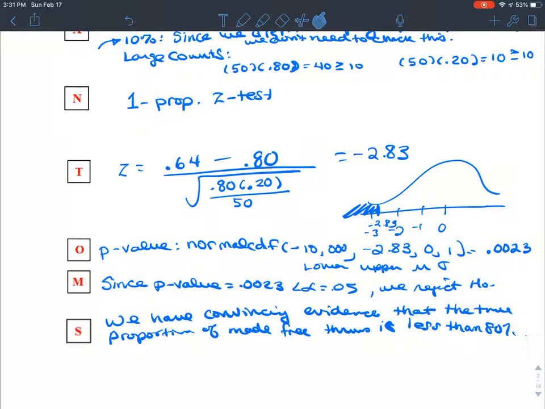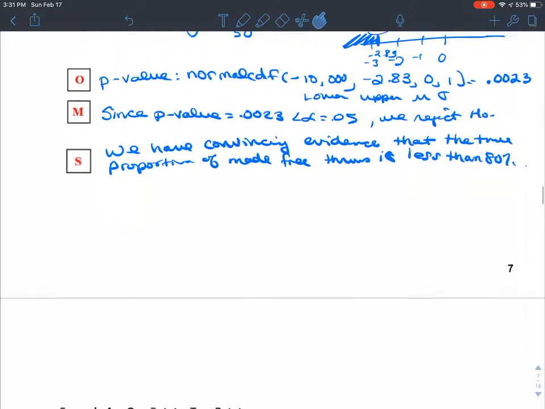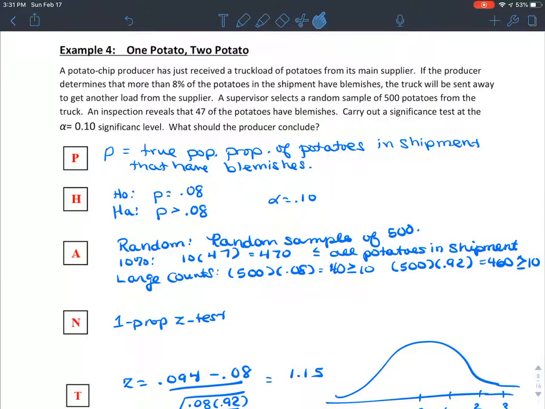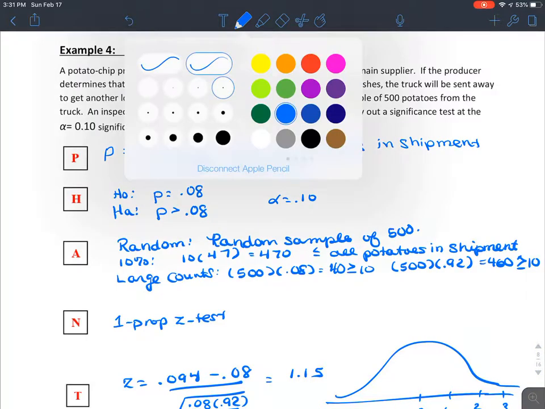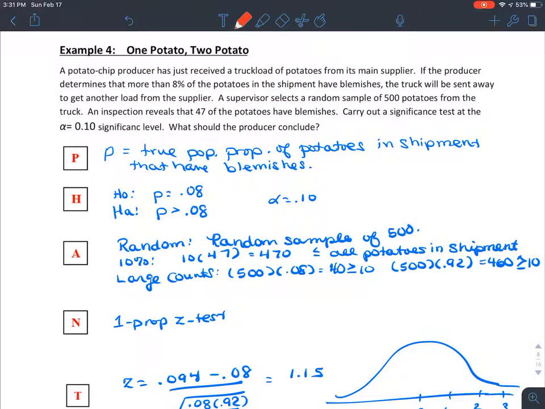Okay, so let's check out another one here. Okay, this one kind of revisits a potato example that we had looked at earlier, and I already filled in a little bit of this here just to kind of get us going. This says a potato chip producer just received a truckload of potatoes from its main supplier. If the producer determines that more than 8% of the potatoes in the shipment have blemishes, they send the truckload back to the supplier.